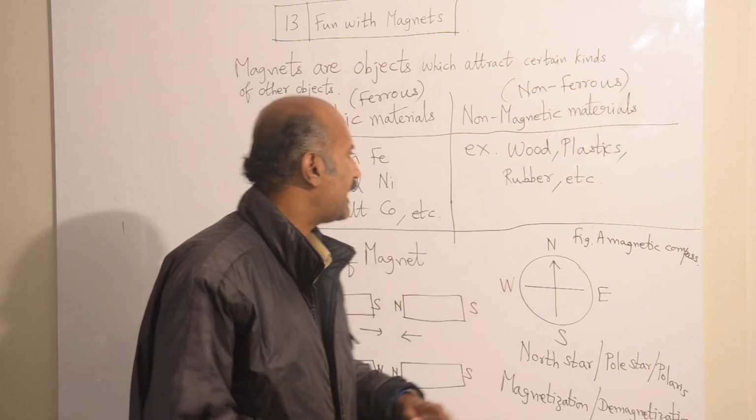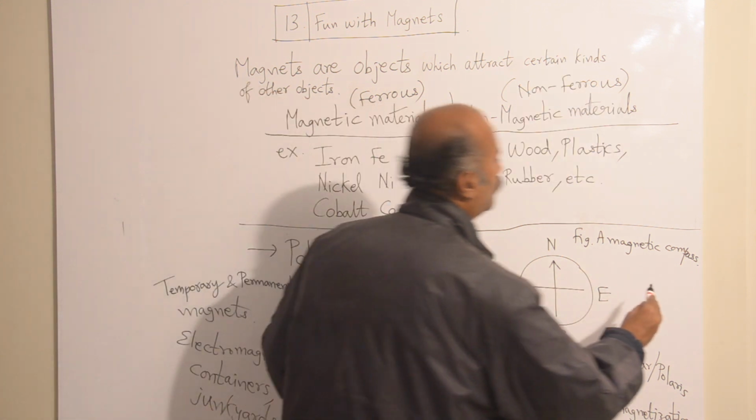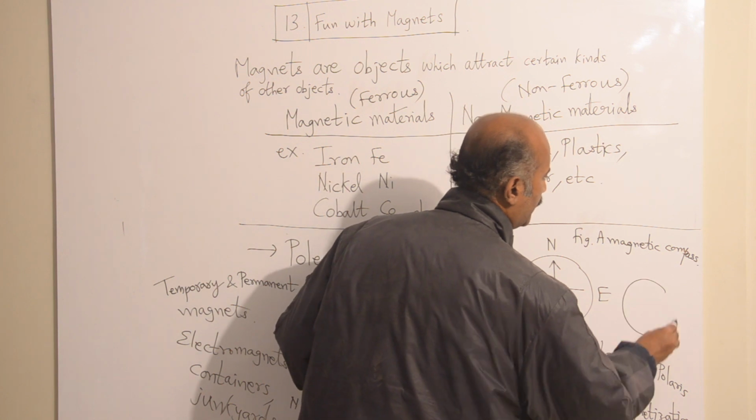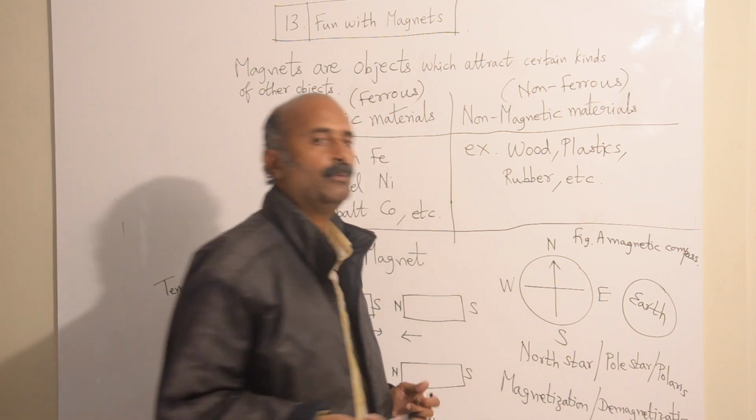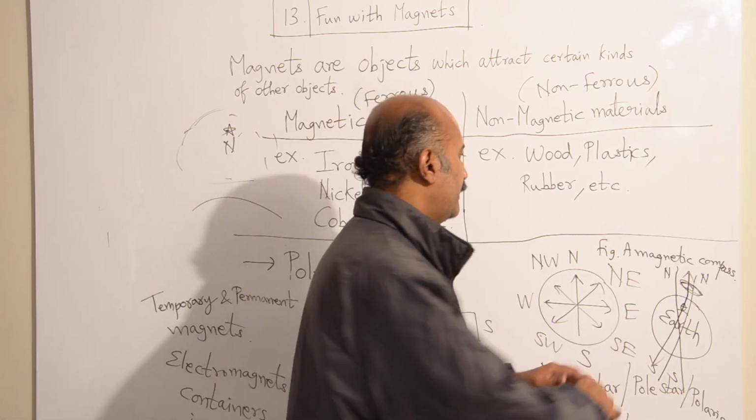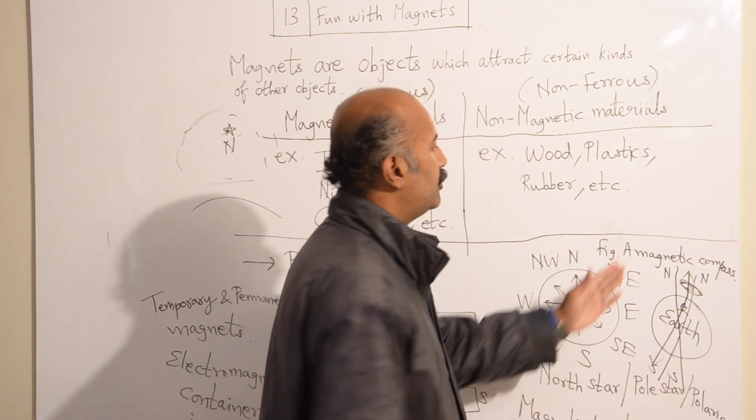The reason why the magnetic compass aligns itself in the north-south direction is because our Earth, our planet Earth itself, is a giant magnet. What a wonderful thing. We are living on a giant magnet. So if you look at the Earth, we have a geographical north.